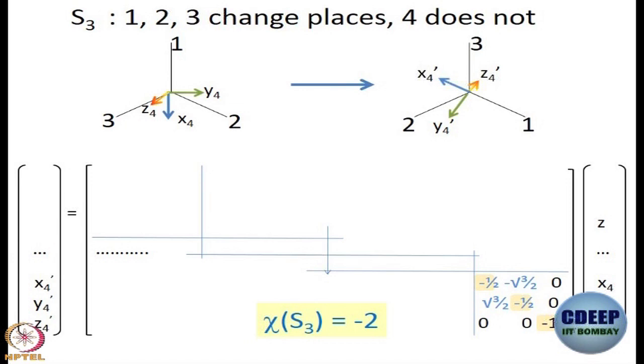This is the only block you have to worry about. From x and y you know already, you will get minus half minus half. For z you are earlier getting plus 1, now you will get minus 1. So, minus half minus half minus 1, minus 2. Okay.